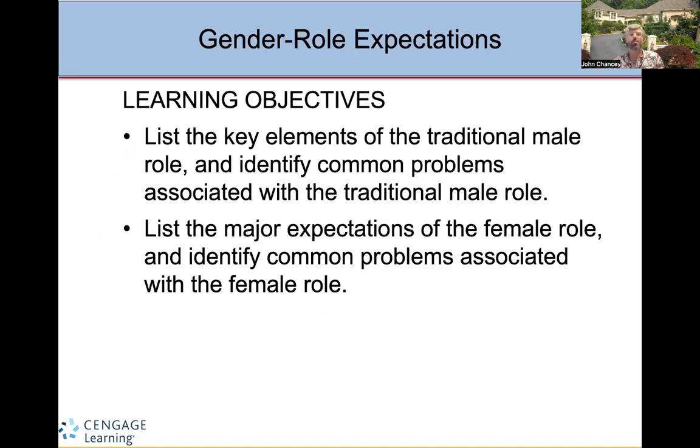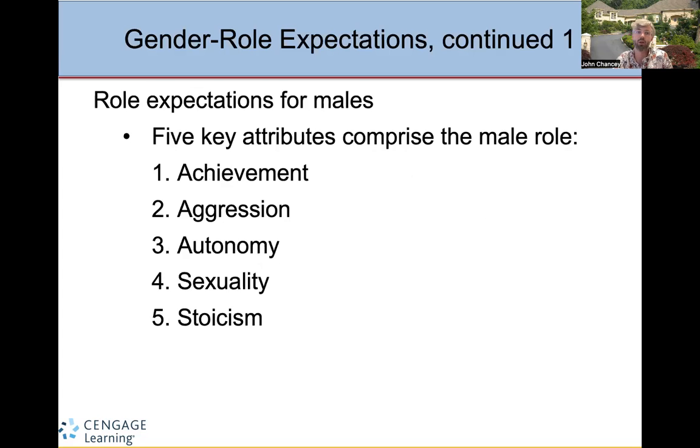Okay, gender role expectations. After this section, you'll be able to list the key elements of the traditional male role and identify common problems associated with that role, list the major expectations of the female role, and identify some of the common problems associated with the female role.